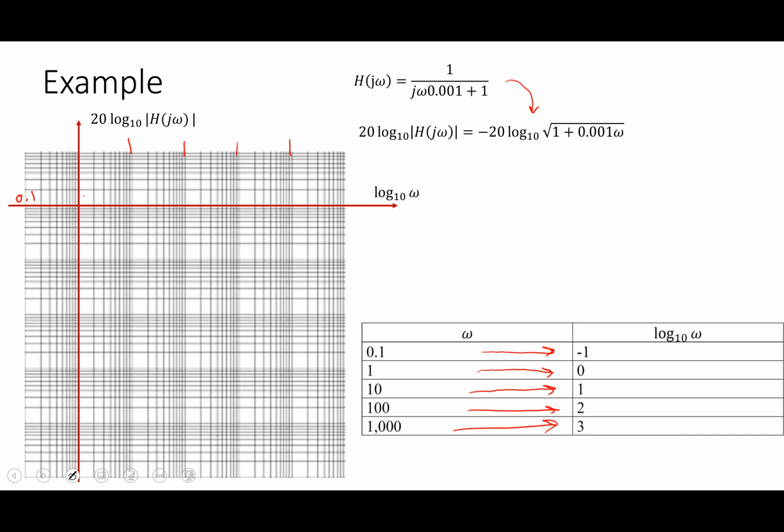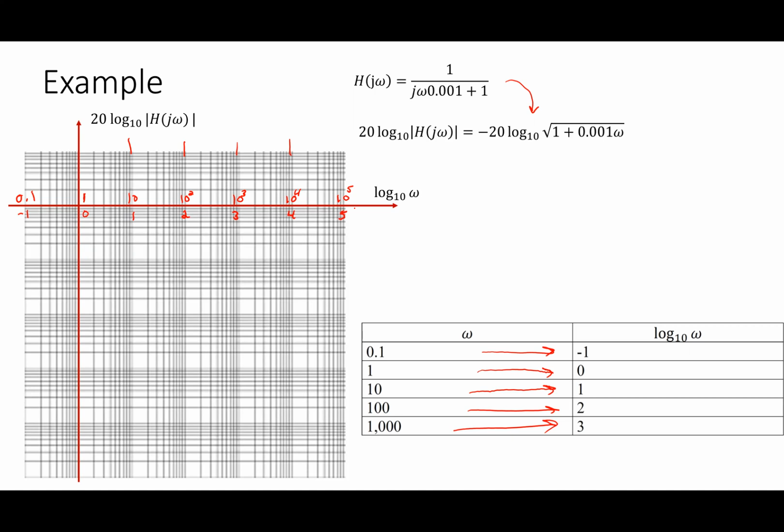I'm going to say this point right here is 1 radian per second. And so this one would be 10, this one would be 100, this one would be 10 to the 3rd, this would be 10 to the 4th, and this one would be 10 to the 5th, right? Think about it: this is -1, 0, 1, 2, 3, 4, 5. So they're separated by a factor of 10, but effectively linearly spaced on this axis.